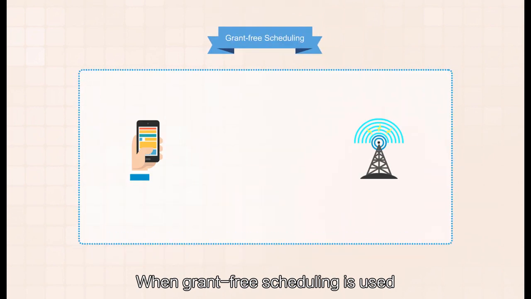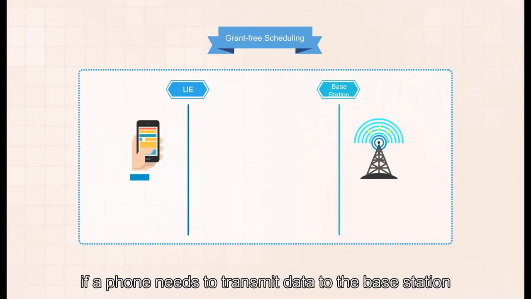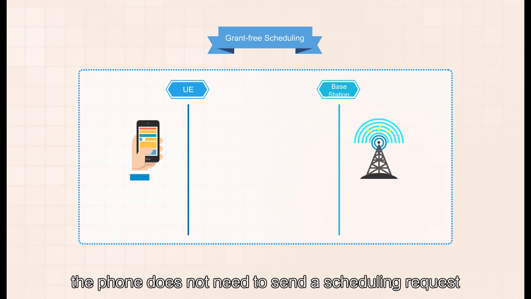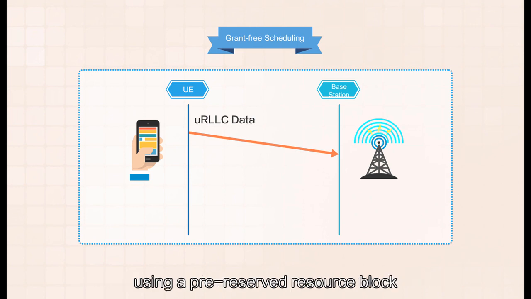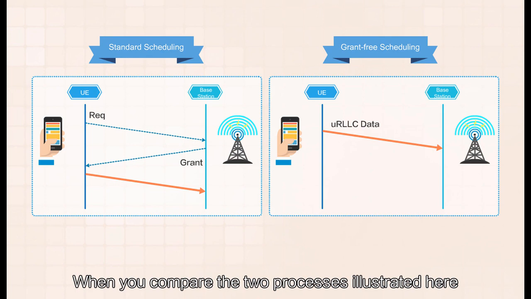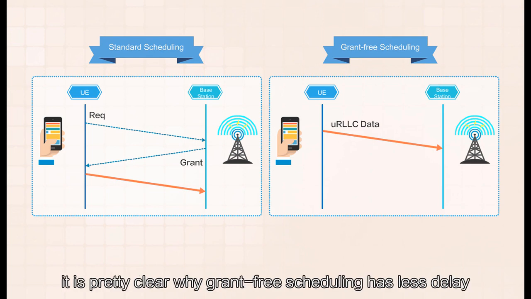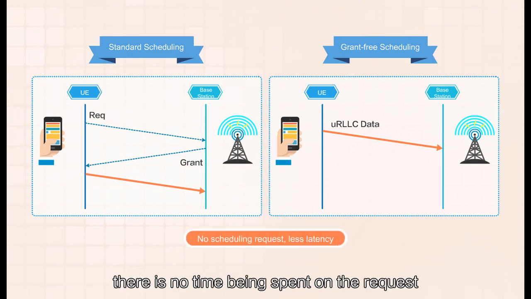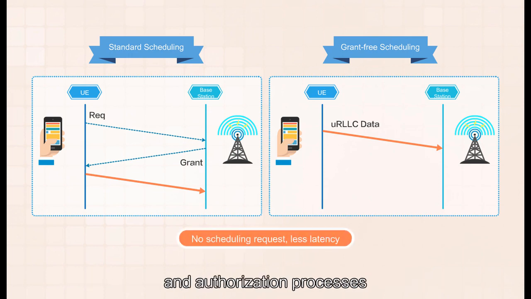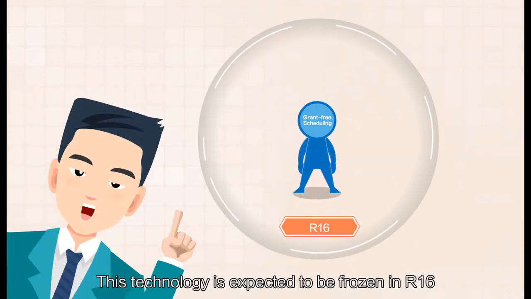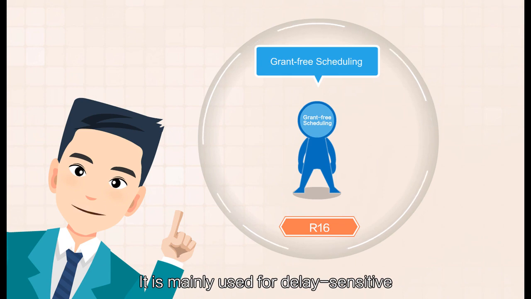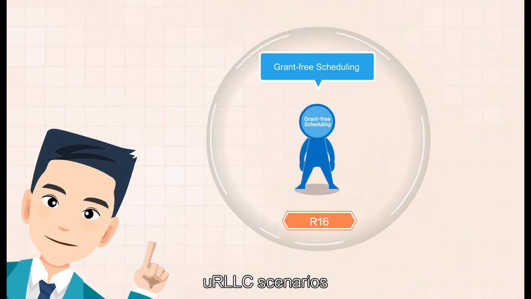When grant-free scheduling is used, if a phone needs to transmit data to the base station, the phone does not need to send a scheduling request. It can transmit the data directly to the base station using a pre-reserved resource block. When you compare the two processes illustrated here, it is pretty clear why grant-free scheduling has less delay. There is no time being spent on the request and authorization processes. This technology is expected to be frozen in R16. It is mainly used for delay-sensitive URLLC scenarios.